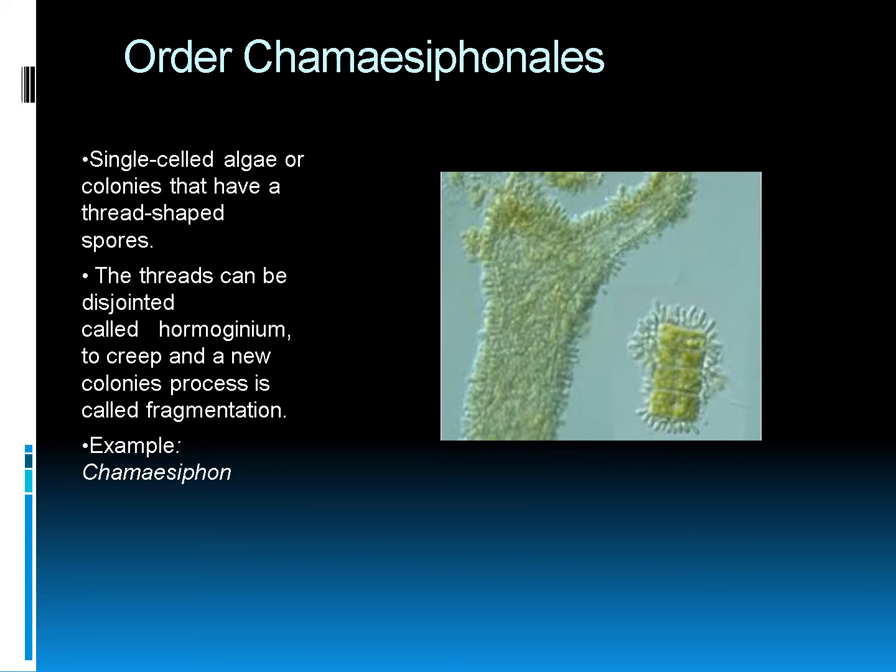Order Chamaesiphonales. Single-celled algae or colonies that have thread-shaped spores. The threads can be disjointed, which is called hormogonium, and the creeping of a new colony's process is called fragmentation. An example is Chamaesiphon.